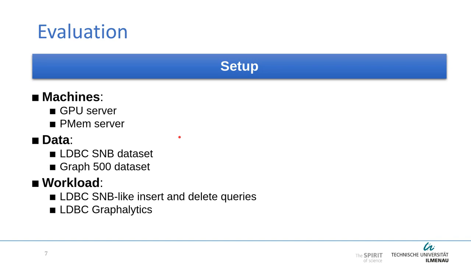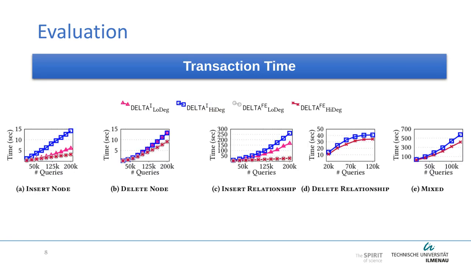So for the data, we made use of the LDBC SNB dataset and the Graph 500 dataset, and for the workload we used insert and delete queries that are similar to the LDBC SNB queries. And for analytics, we used some of the algorithms specified by the LDBC Graph Analytics benchmark. We made a couple of evaluations. We compared our approach, which we represent here as delta FE, with a baseline approach that we represent here as delta I. And we considered different operations: insertion of a node, deletion of a node, insertion of a relationship, and deletion of a relationship, as well as a mix of all these four types of operations.